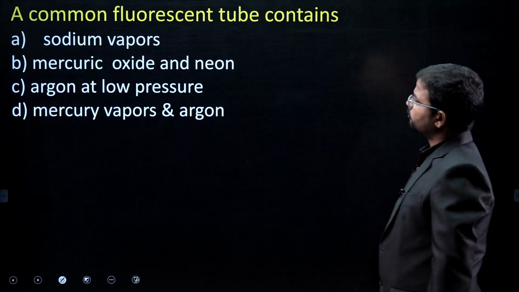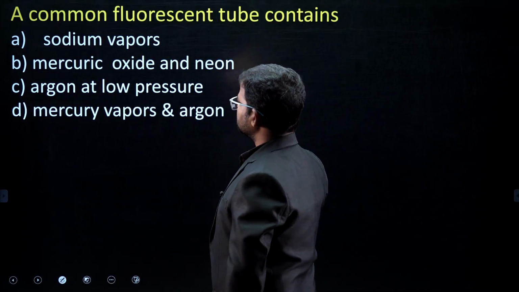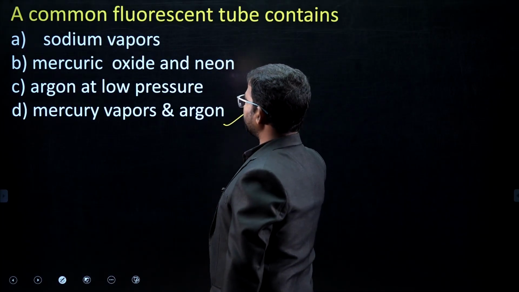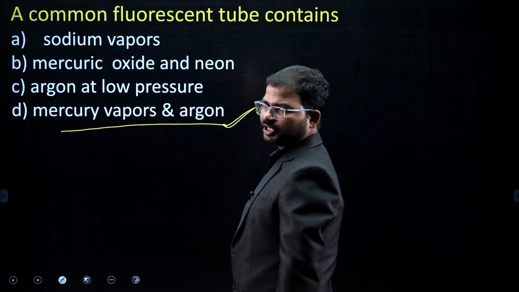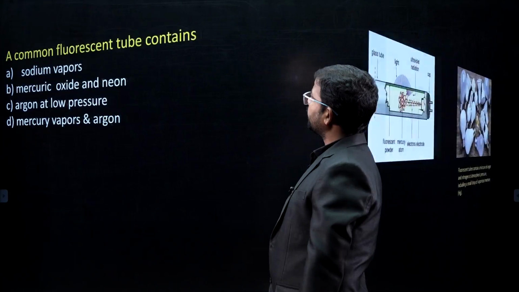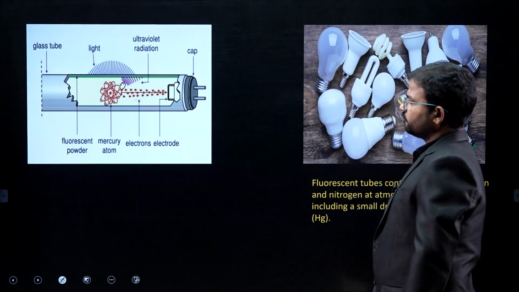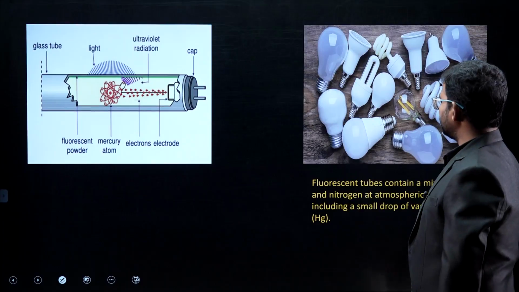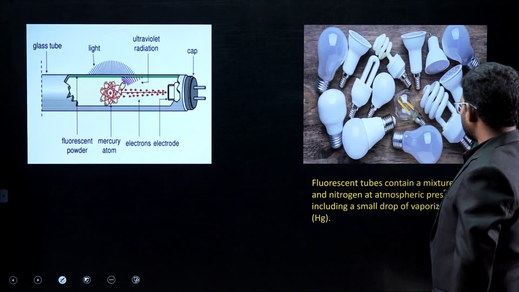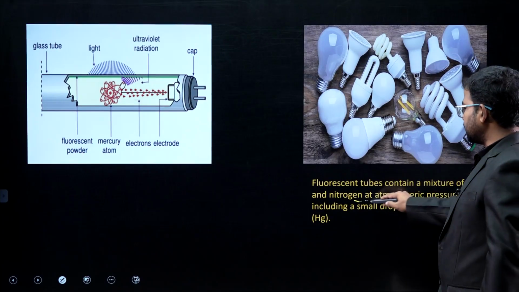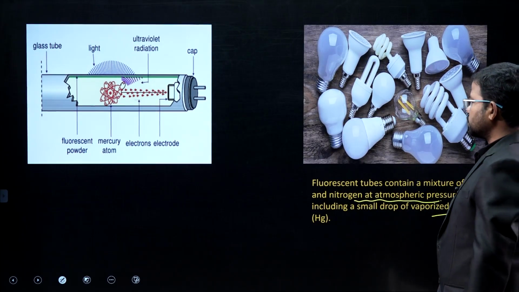Next, a common fluorescent tube. A common fluorescent tube contains mercuric vapors and argon gases. That's why here the correct one is option D only. Okay, so here you can observe that mostly in CFL bulbs, we can observe argon, next nitrogen, and some mercuric vapor related constituents are also there.